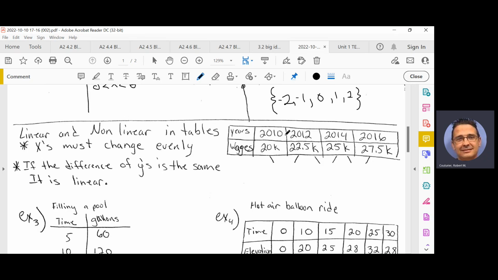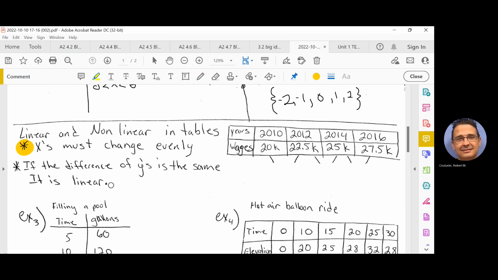You always have to look at the x's first. Look, our x is here. When you have a horizontal style table of values, the top one is usually your x, the bottom one is your y. So you look 2010, 2012, 2014, 2016, and these represent years. Your wages are represented by your y's. It's kind of how much money you're making over time. Notice these are going by even increments. So yes, we check this first box. We are good to go here.